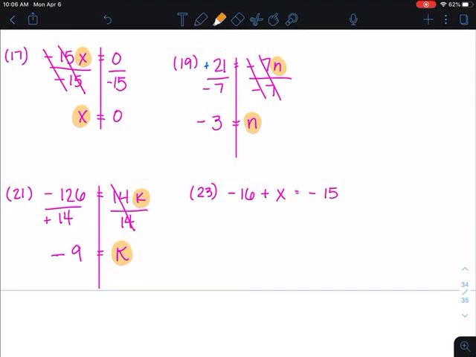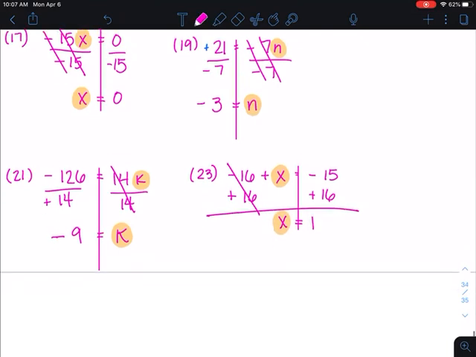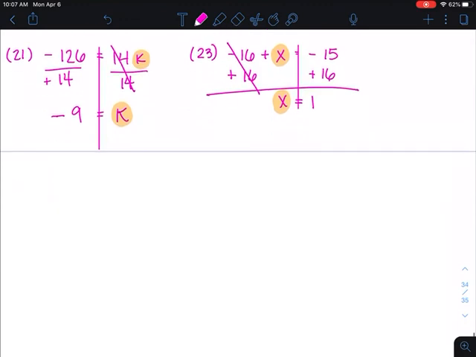23, I have negative 16 plus x is equal to negative 15. We're trying to get x by itself. And then the opposite of negative 16 is a positive 16, so we're going to add 16 to both sides. Those will cancel, and I have x equals negative 15 plus 16 is 1. X is by itself, so we're done.